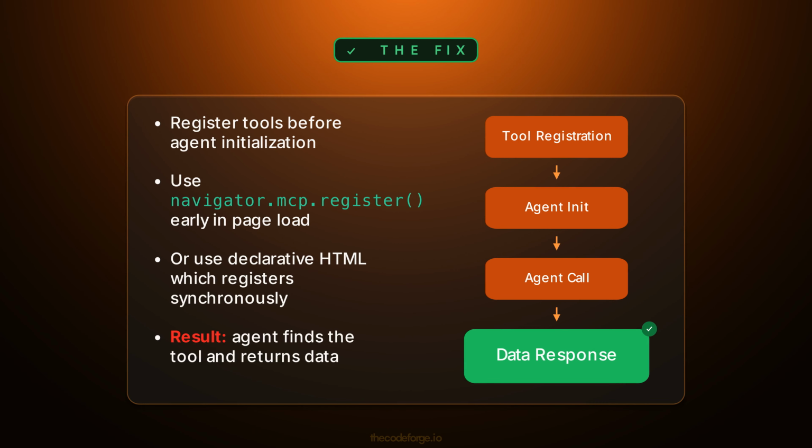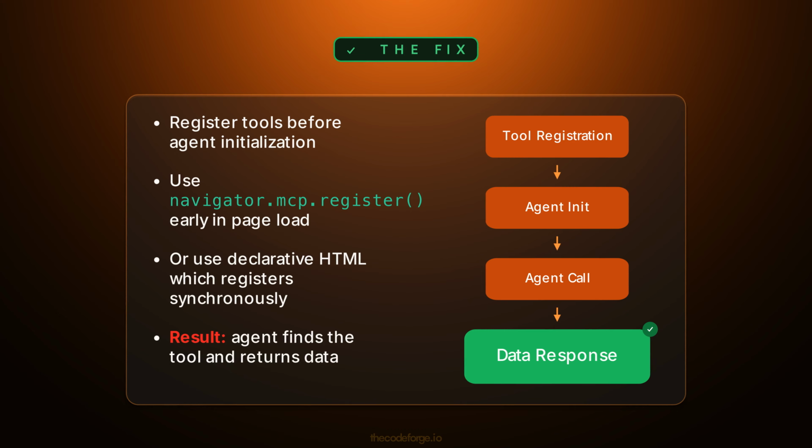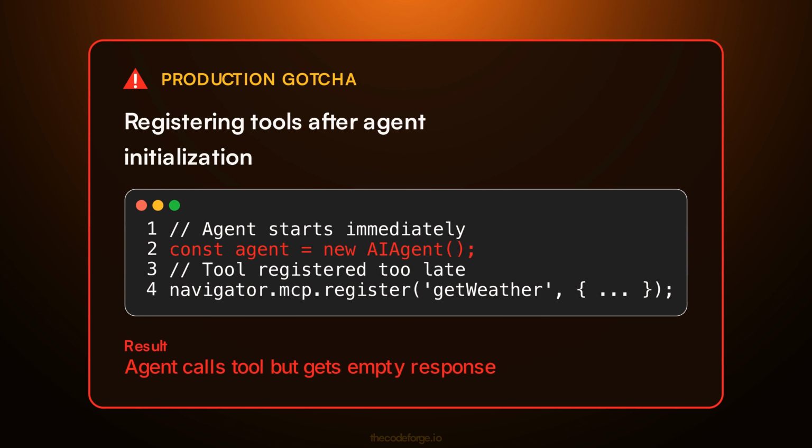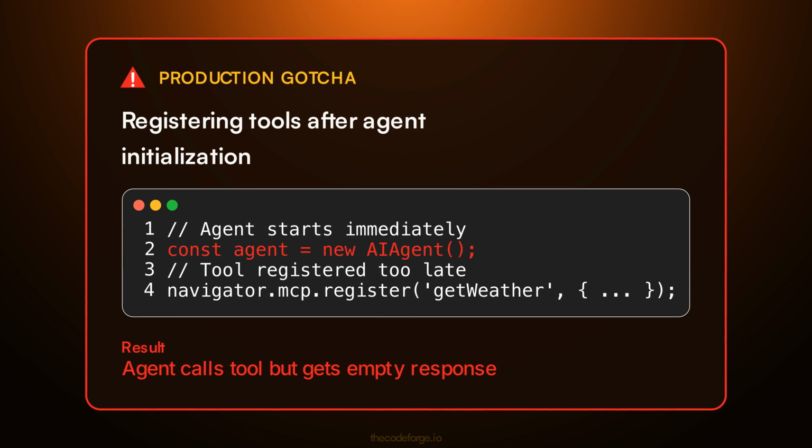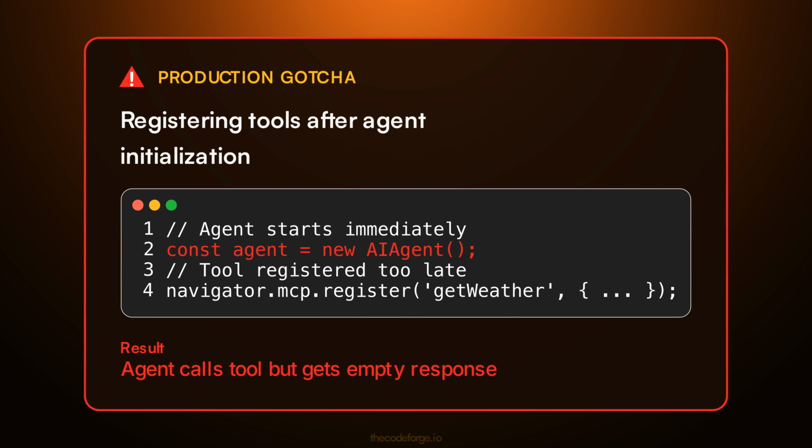You can call Navigator MCP register early in your script, or use the declarative HTML approach, which registers tools synchronously. Once the agent has the tool in its registry, calls succeed and return data. If you create the AI agent before registering your tools, the agent's tool registry is empty. When it tries to call a tool, it gets nothing back.